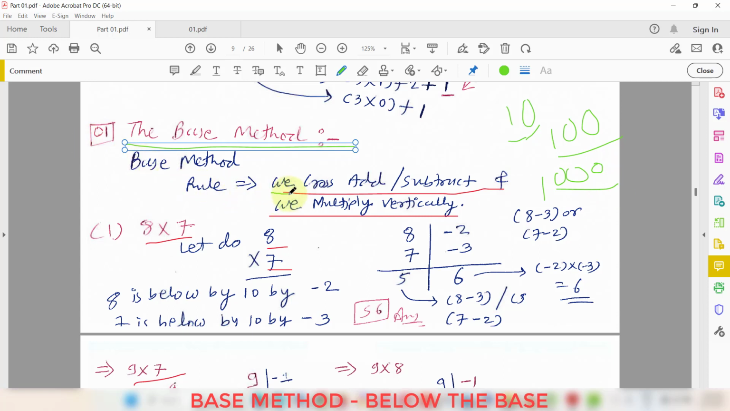The rule says we have to do the cross addition or subtraction, whichever is applicable, whether it will be applicable as addition or as subtraction. That we have to take care of as our first part. Now what is the second part? We have to multiply vertically.